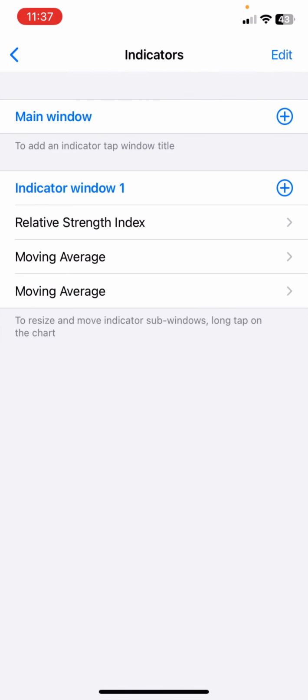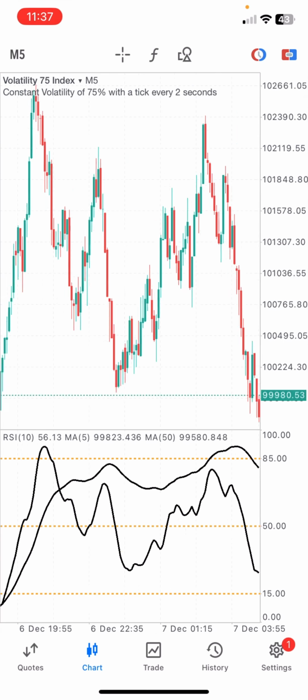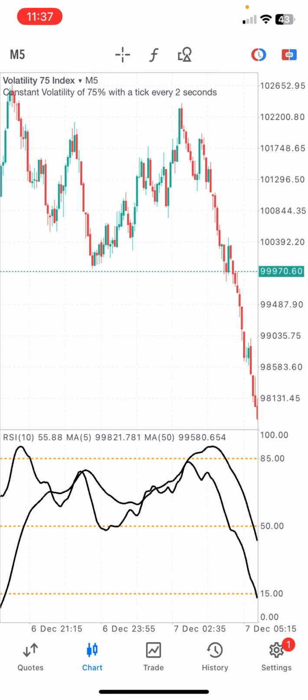Now to the last but not the least indicator. Click on the indicator window 1 plus, search for your moving average and click on it once again. These are the properties for the moving average. The period is 50, shift is 2 also, method is exponential as well, apply to weighted HLCC/4 as well. I'm using a black color also, so click on done. We set everything up, and this is how your chart is going to look.